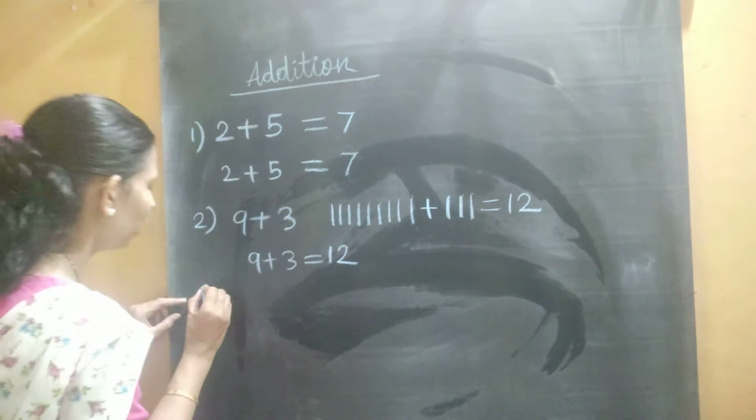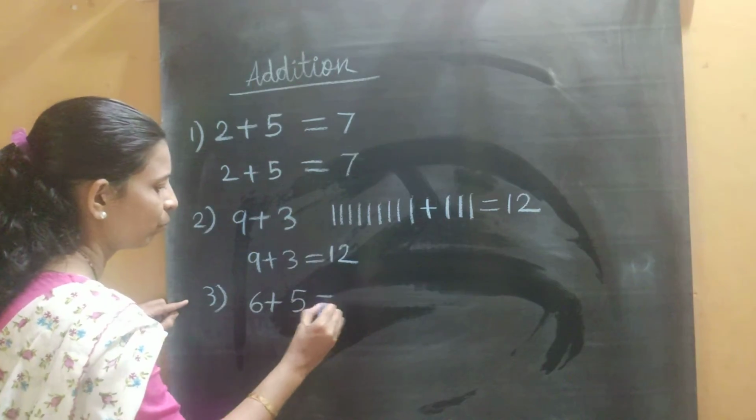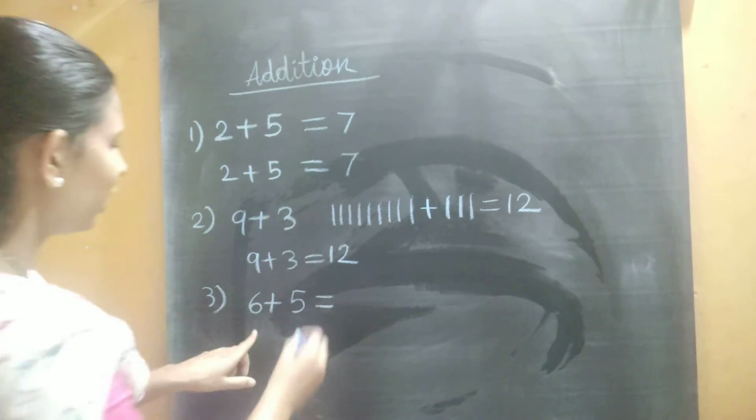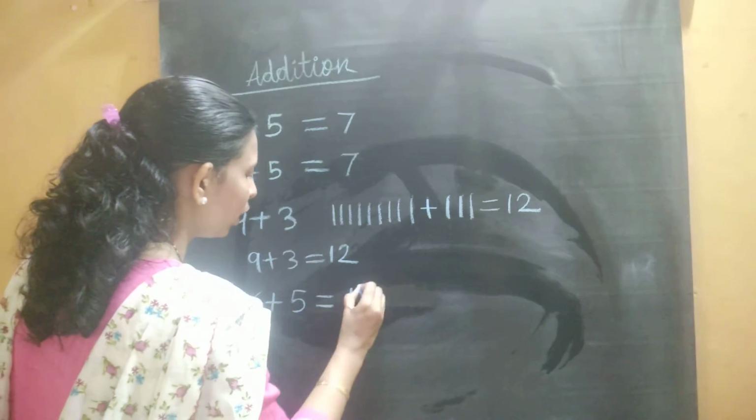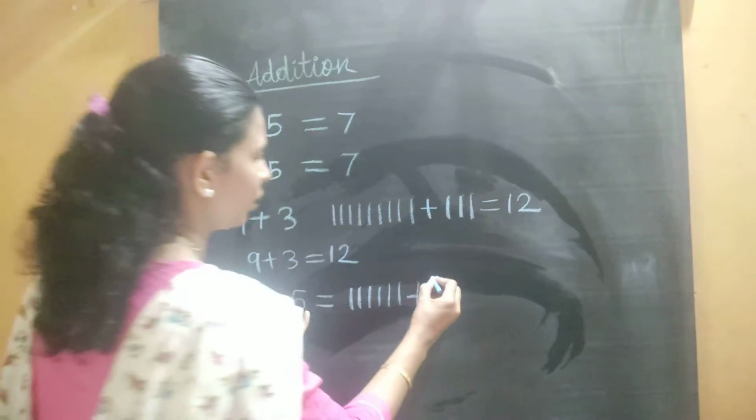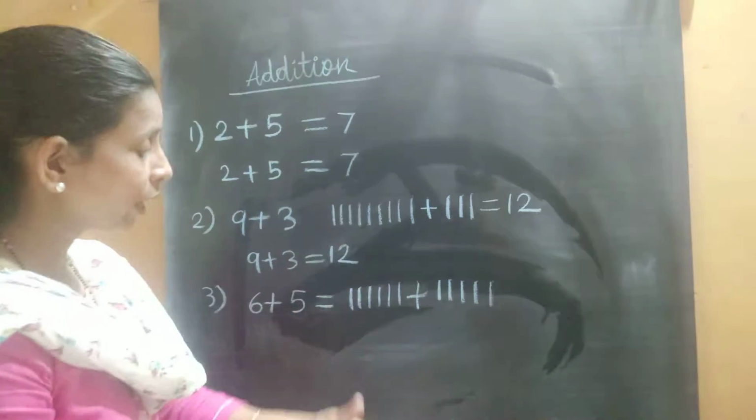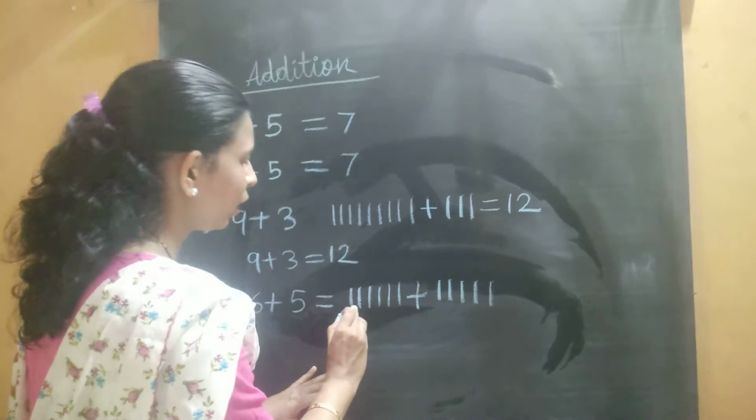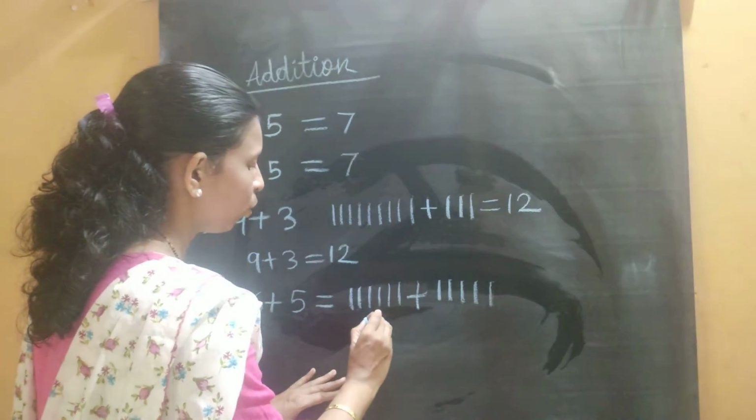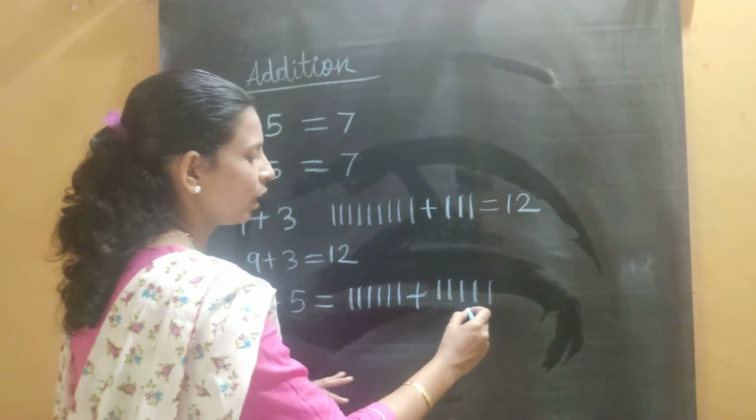One more example, the third: 6 plus 5. The first method is to take 6 fingers: 1, 2, 3, 4, 5, 6, plus 5 fingers: 1, 2, 3, 4 and 5. Again you have to count: 1, 2, 3, 4, 5, 6, 7, 8, 9, 10 and 11.